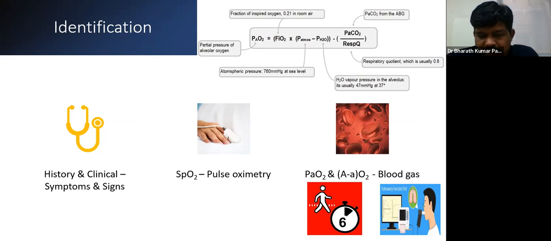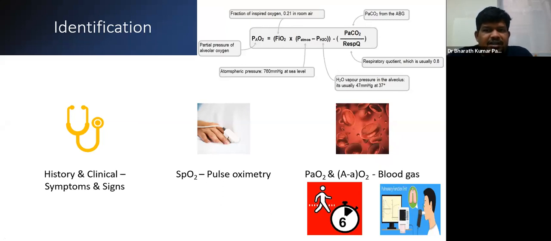And other objective identifications would be from pulse oximetry, where the saturation would be less, or from the blood gas value of decreased PaO2 or increased A-a gradient, that is the alveolar to arterial oxygen gradient. We obtain the alveolar gradient by using a formula called the alveolar gas equation. That is PAO2, where capital A is alveolar oxygen, is equal to FiO2, the fraction of inspired oxygen, which is usually 0.21 in room air, that is 21% on room air.